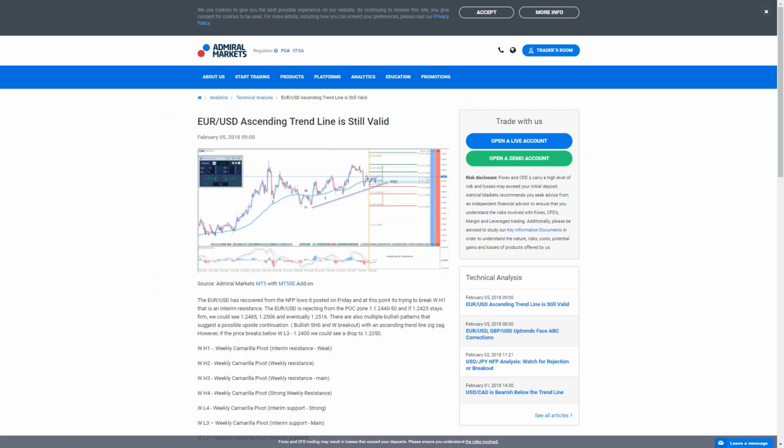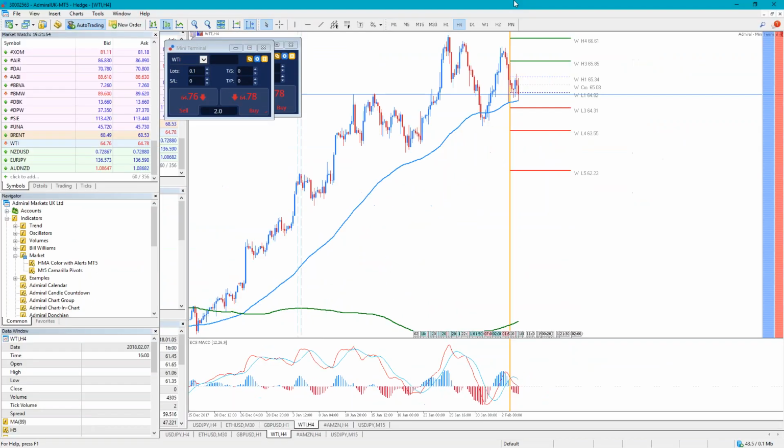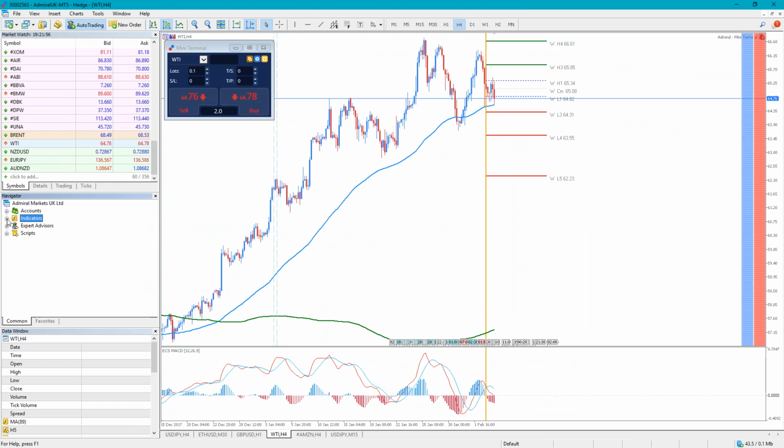Let me show you, just give me a few seconds. I will show you euro dollar. Yeah, okay, just give me a few seconds, guys. I will open the MT5 platform. I have it all there. So yeah, here, and euro dollar.